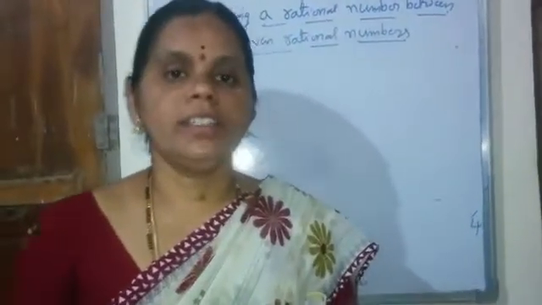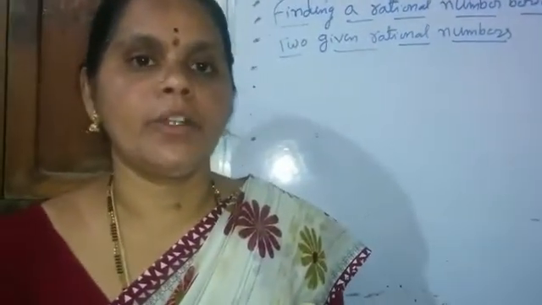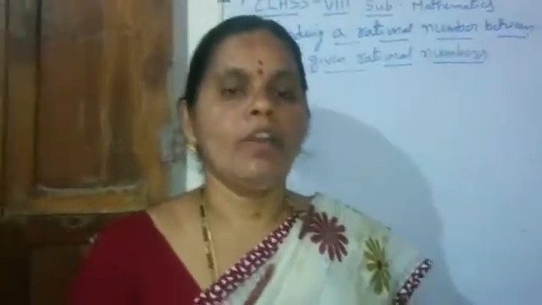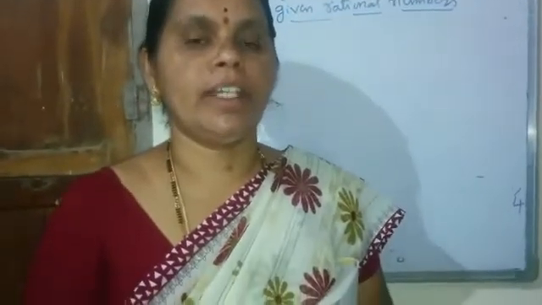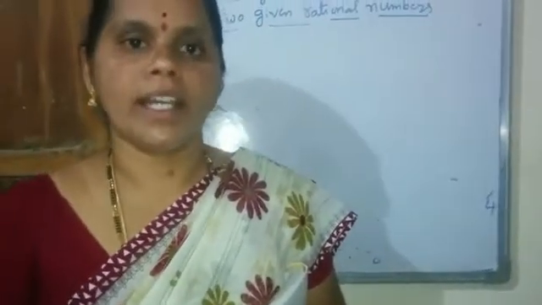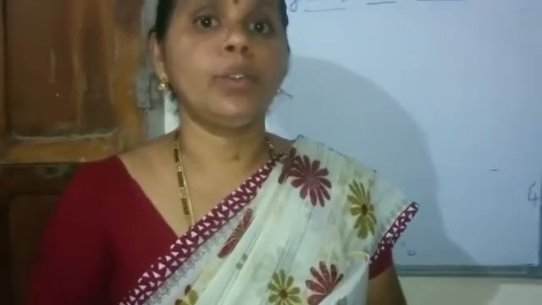Yeah, good morning, children. Last class we discussed representation of rational numbers on the number line. In this class, we will be learning about finding a rational number between two given rational numbers. If you observe, we can write only a definite number of numbers between two natural numbers. Let us take an example.